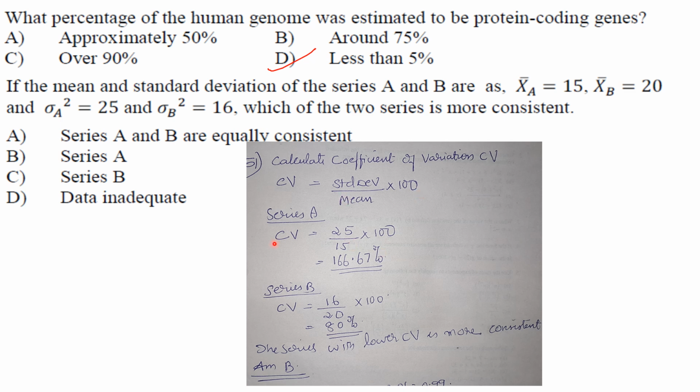Substitute the values for series A. Series A standard deviation is 25, by mean is 15, into 100, so 166.67%. Similarly, for series B you will get 80%. So the series with lower CV is more consistent, so it is series B. So the answer is option C.